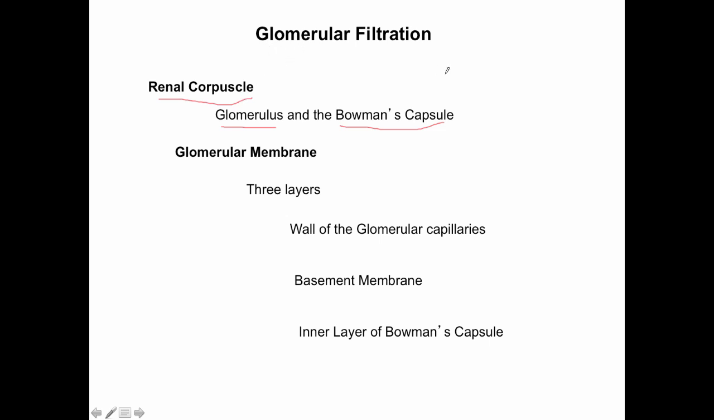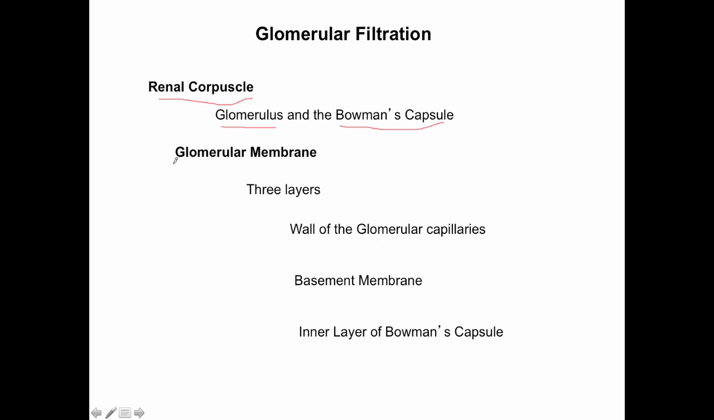One of the key things to remember about glomerular filtration is that it occurs through completely passive forces. So glomerular filtration is completely passive. It's also non-selective. So it's completely passive and completely non-selective. Plasma moves from the glomerulus and is filtered and enters Bowman's capsule.